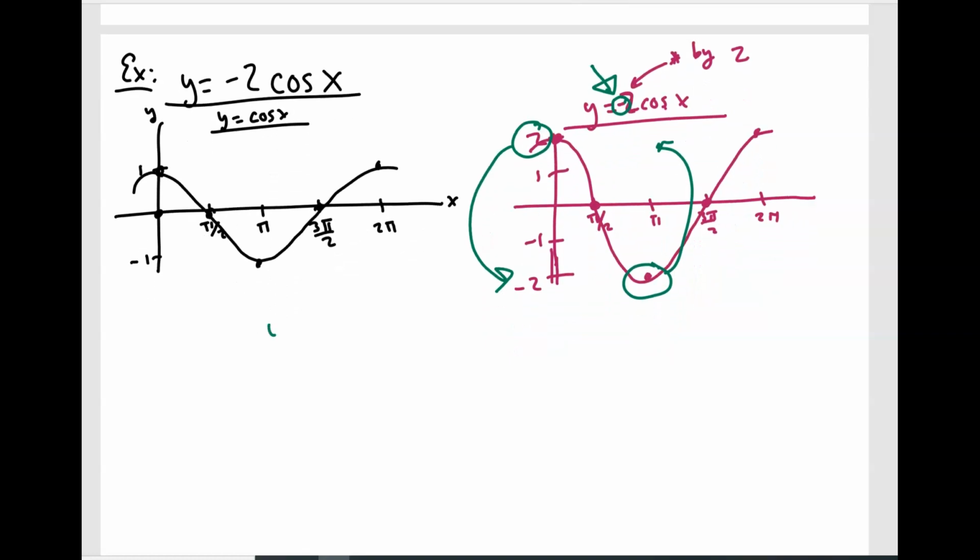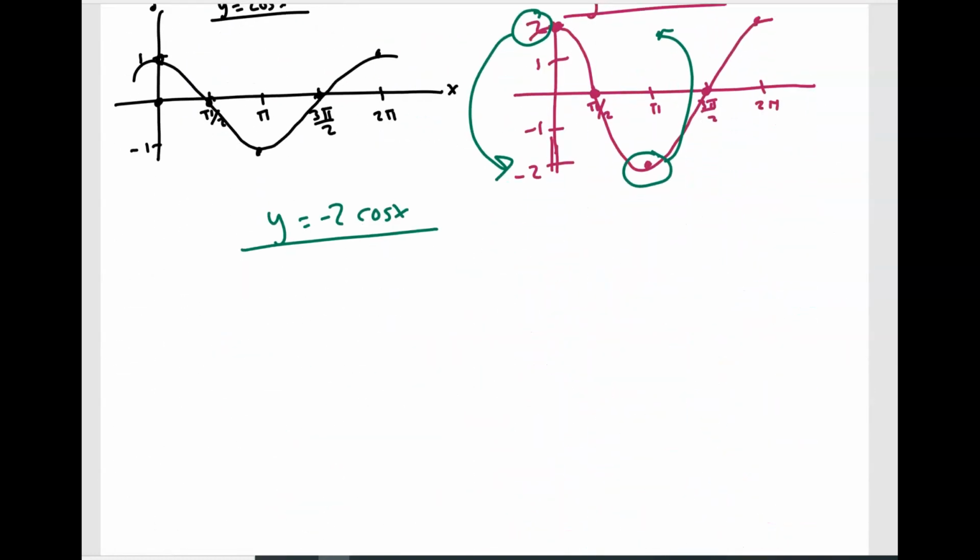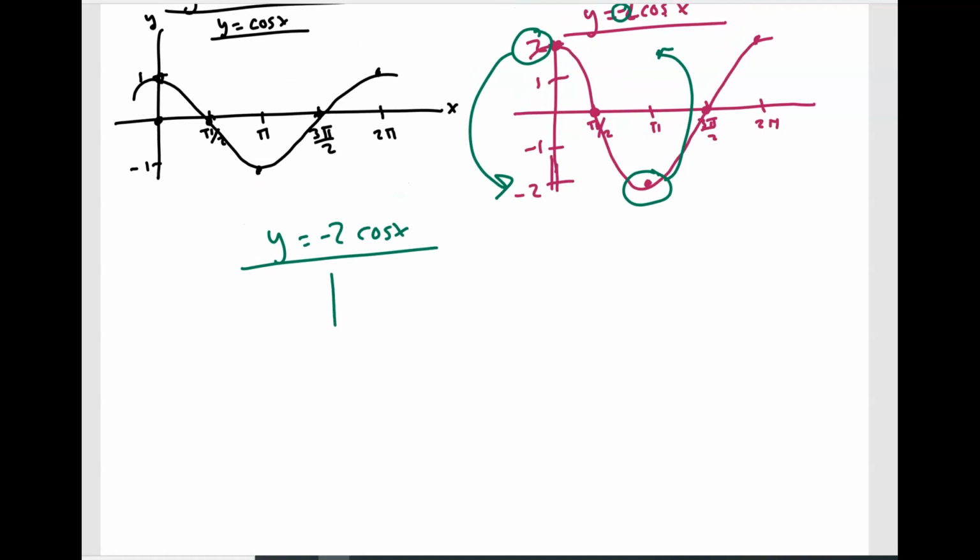So if I wanted to graph y equals negative 2 cosine of x, all I have to do is do exactly the same thing, but now it's going to be at negative 2. So I'm going to have pi over 2, pi, 3 pi over 2, 2 pi. Okay? So initially it was at 2. Now it's going to be at negative 2. This is going to be down here at negative 2.